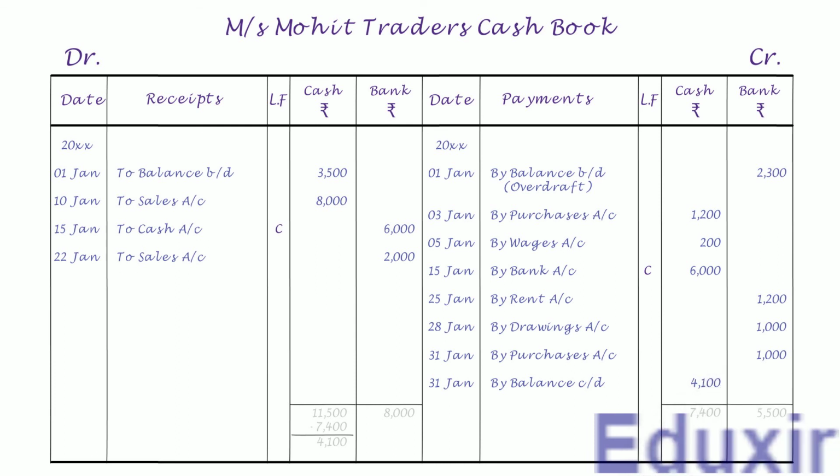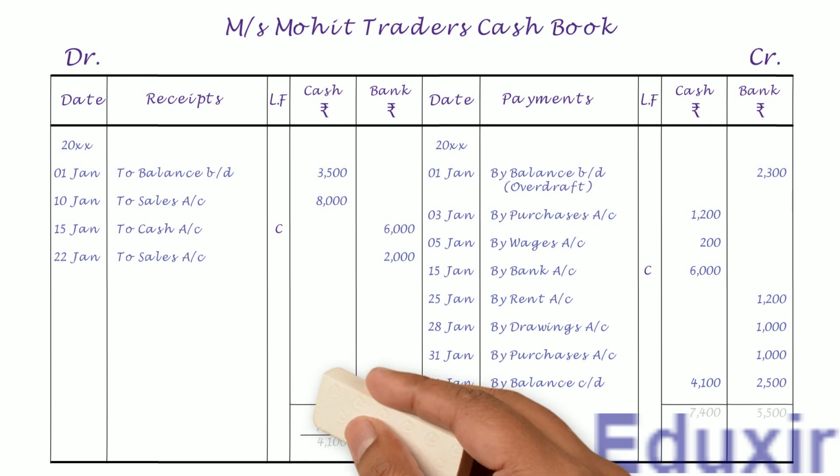Similarly, let us calculate the balance in the bank column. From 8000 rupees, if you subtract 5500 rupees, we get 2500 rupees, and this is the balance carried down and is equal to the bank balance. Let's write this 2500 rupees in the bank column on the credit side. Note that even though this month started with bank overdraft, it ended with bank balance.